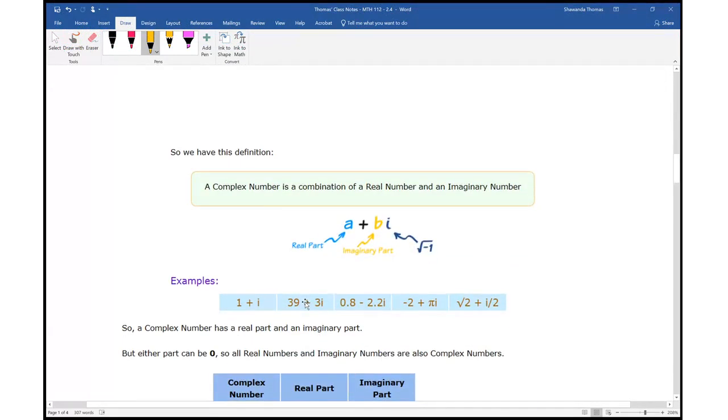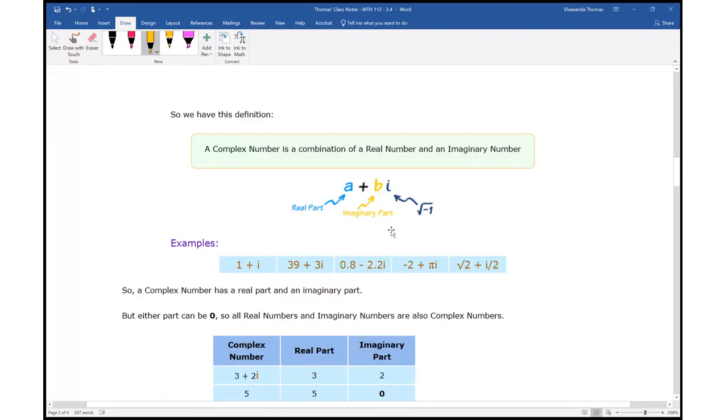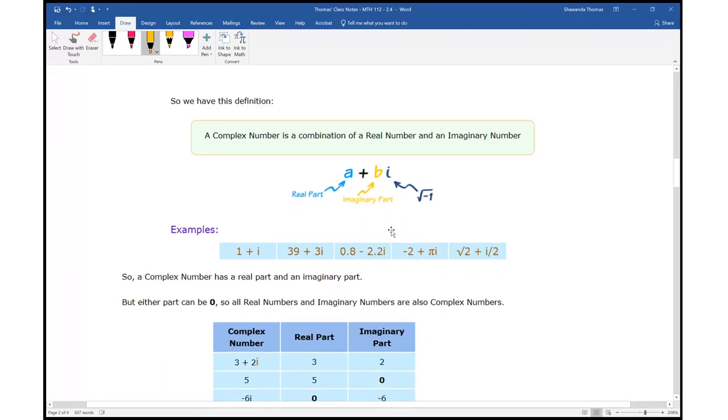All right, so we have this definition of a complex number. It is a combination of a real number and imaginary number, a plus bi. Notice the real part is first and the imaginary part is second. The imaginary part is attached to the i. That's how you know that it is the imaginary part. So we have examples of complex numbers here.